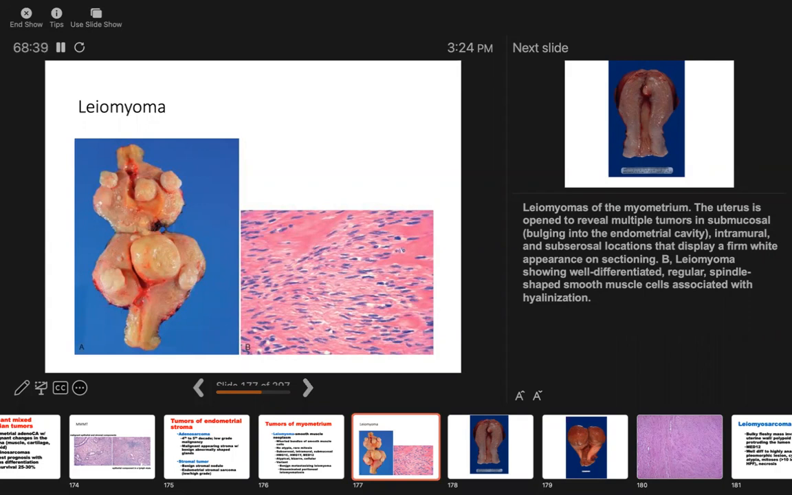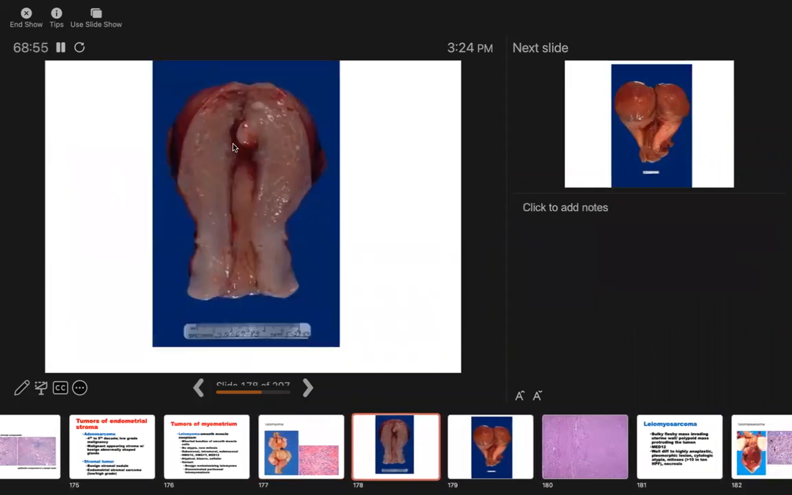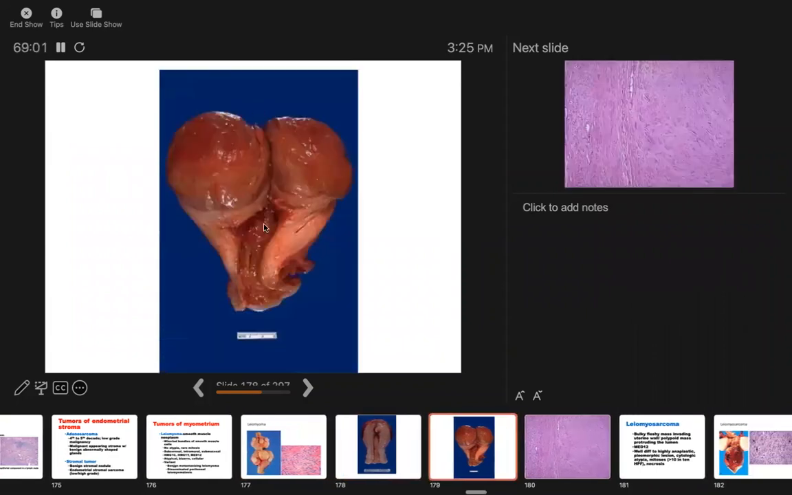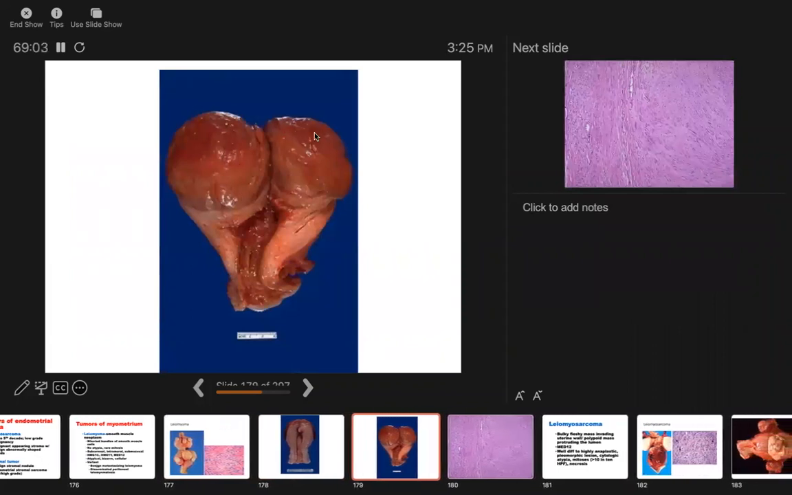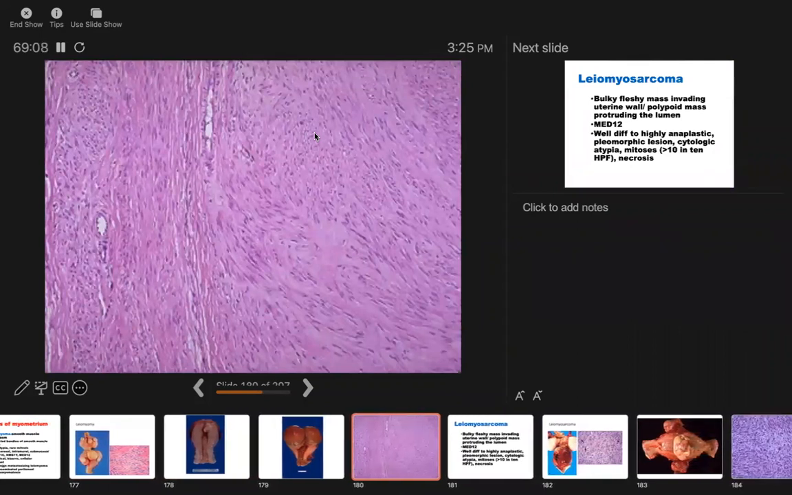There are some rearrangements implicated, particularly chromosome 12 and 6, and the genes are what you call HMGA2 and HMGA1. MED12 genes are also implicated. So this is an example then of a submucosal myoma, intramural myoma, intramural myoma with subserosal component, which are composed of whorled bundles of smooth muscle with no atypia.